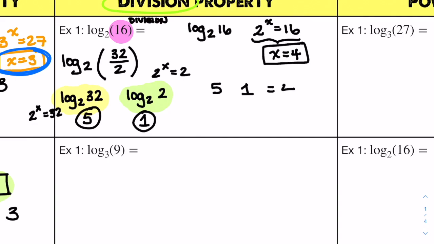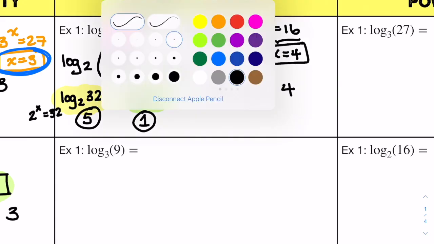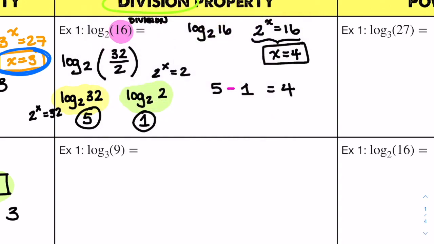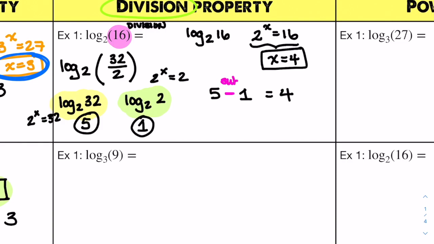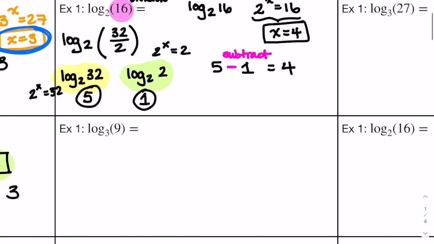Okay, so I see that the first log got me 5, the second log got me 1, and I know that I want my answer to be 4. So how could I use the numbers 5 and 1? What could I do to them and end up with 4? And hopefully you're thinking subtract. Okay, so another way we could write this is we could say log base 2 of 32 minus log base 2 of 2 equals 4.